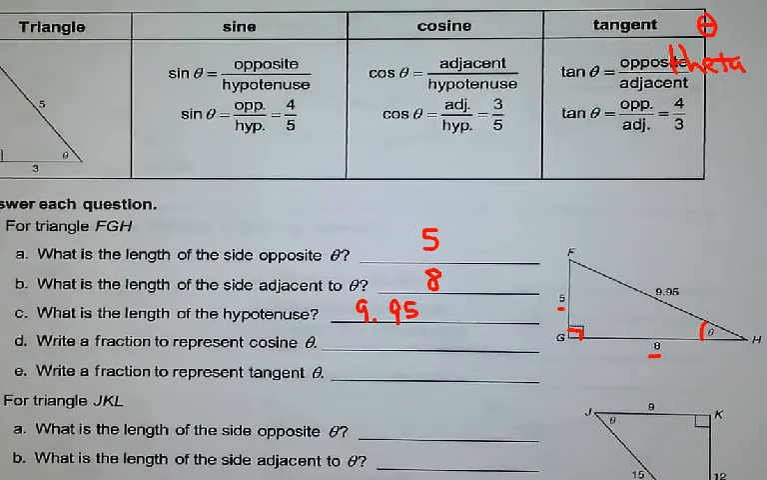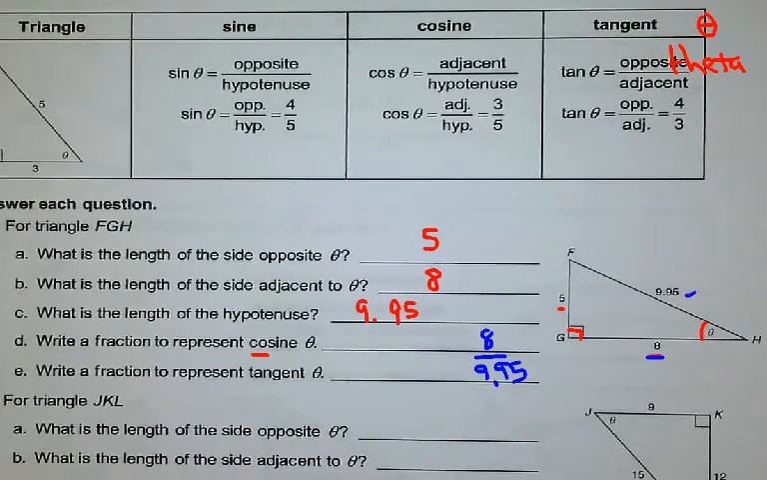So if I want cosine, remember that's the adjacent divided by the hypotenuse. Adjacent is this guy, and the hypotenuse is this guy. So if I wanted to write a fraction for cosine, I would have 8 over 995. That's what cosine would be.